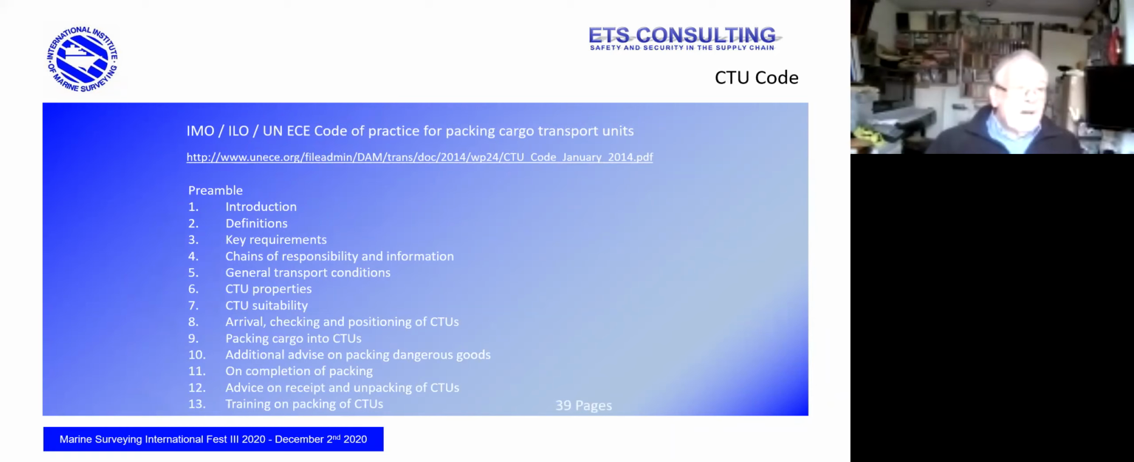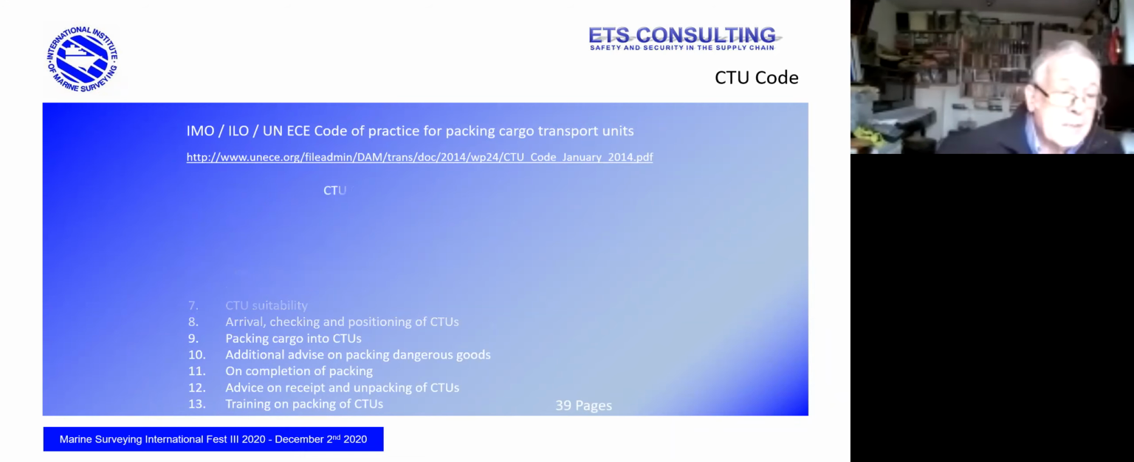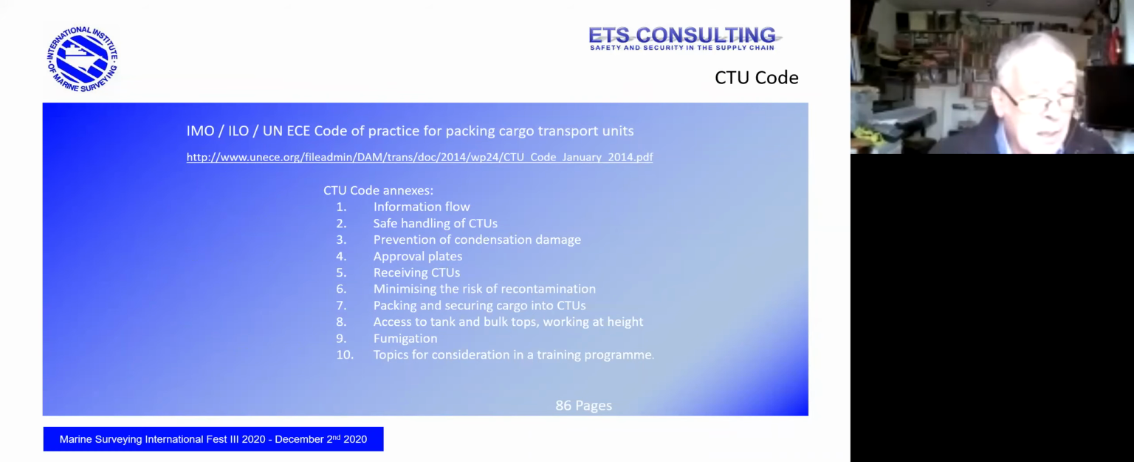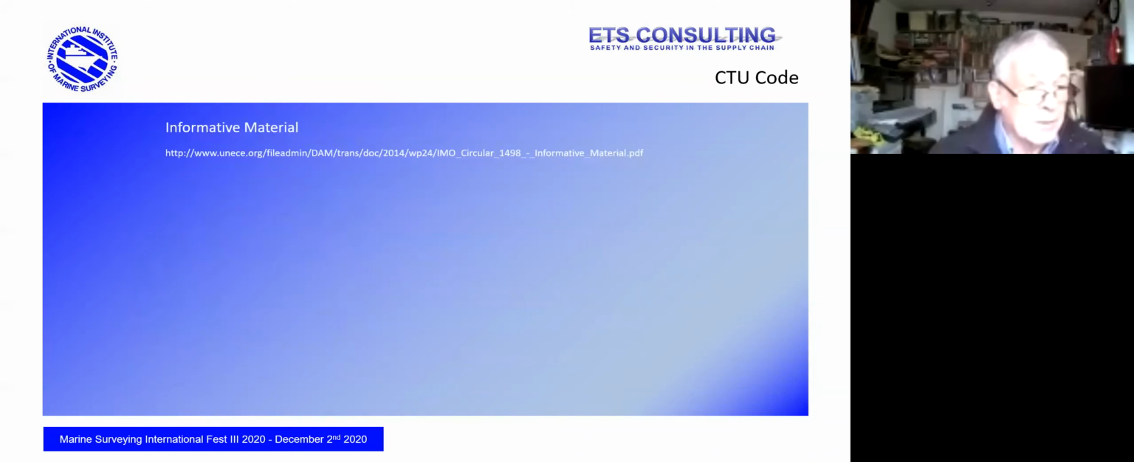So here we have the chapters of the Code of Practice. There are 13 chapters, 39 pages, that's 3 pages each. It's quite short, and basically it gives some very useful information. On top of that, we have the annexes. Now this is another 86 pages, and that provides much more detail on parts of the packing and securing process. Don't worry, we'll be coming back to this again.